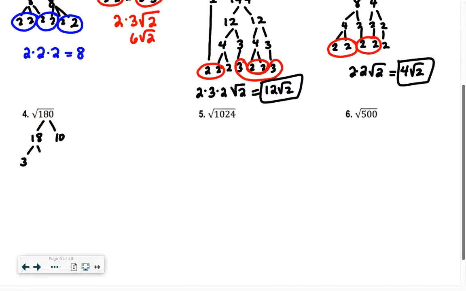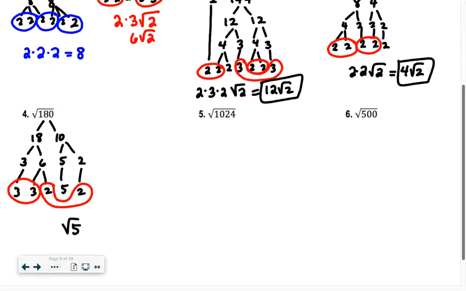So we have maybe 3 and 6, 5 and 2. So we're going to have 3, 3, 2, 5, 2. So we got a pair of 3's. We got a pair of 2's. One that's all by its lonesome, a 5. So we're going to have a 3 and a 2 on the outside because we have the square root of 9 and the square root of 4. All right. So we end up getting 6 root 5. That's it.